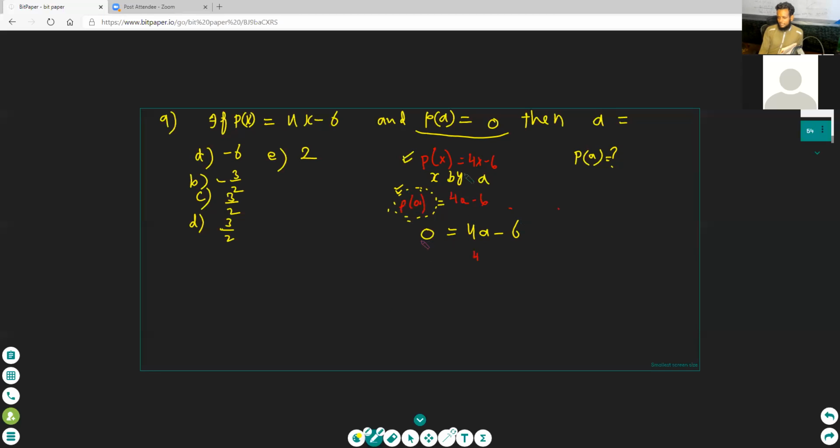Clear or not clear? This is P of A is given. This is P of X. Replace X by A. And after this, you put P of A is equal to 0 and then do it. Simplify it, okay? Which option is it? It's C, 3 upon 2. Okay, C.